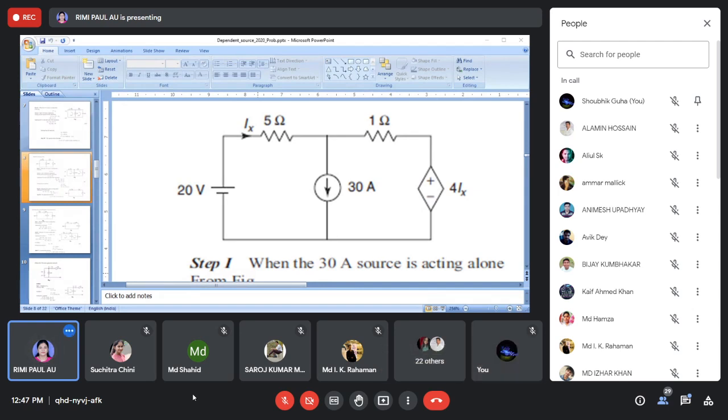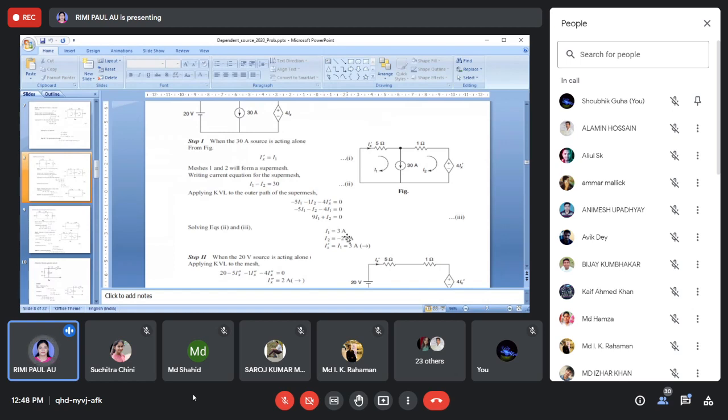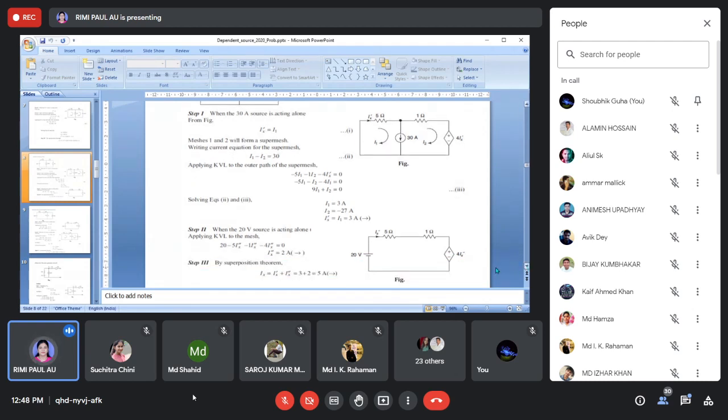And suppose when the voltage source is acting, then we have got 2 ampere, and when the current source is acting, then the answer is 3 ampere. So total is 5 ampere. Now we can check whether the answer is right or wrong. So Ix prime, when current source is acting, is 3 ampere, right? And when the voltage source is acting, the branch current is 2 ampere. So this total is 5 ampere. So when two sources are acting, we have seen that this answer is also 5 ampere.